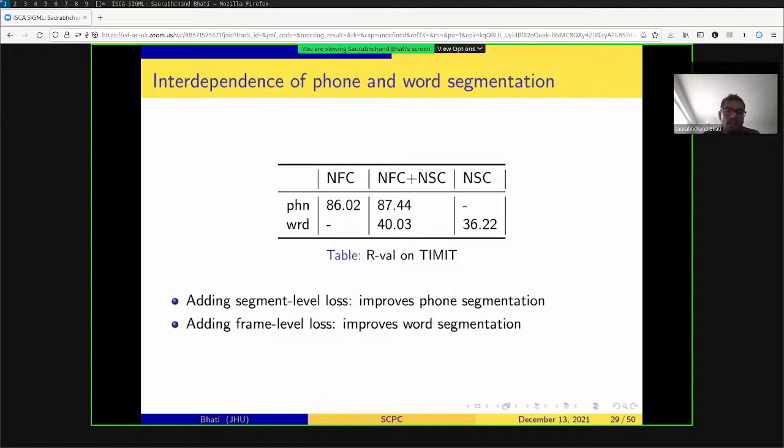We do a similar test for word segmentation. We train a word segmentation system which just uses the segment level loss and does not focus on the frame level loss, and we observe a similar thing: when you add both frame level tasks and segment level tasks, both phone segmentation and word segmentation perform better. So that means they are getting something from different levels of hierarchy to do better segmentation. Essentially, adding the segment level loss is improving phone segmentation, and adding the frame level loss is improving word segmentation. These two are directing the model in a way that is beneficial for both tasks.